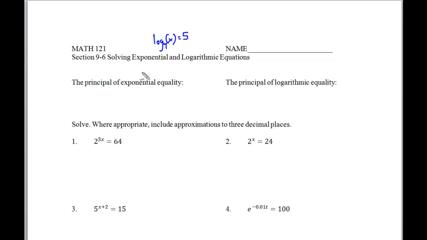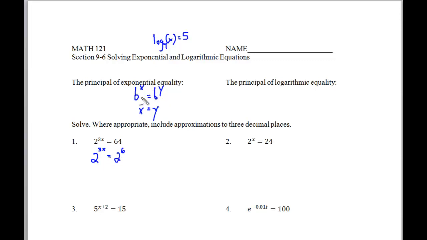Now, the principle of exponential equality says that if we have b to the x equal to b to the y, then x is equal to y. This can be illustrated if we look at problem number 1. 64 is a power of 2. Now, this isn't always the case. If you look at problem 2, you'll notice that 24 is not a power of 2, but 64 is a power of 2. 64 can be written as 2 to the 6th power, because 2 to the 6th is 64. And that would make this problem have the same base.